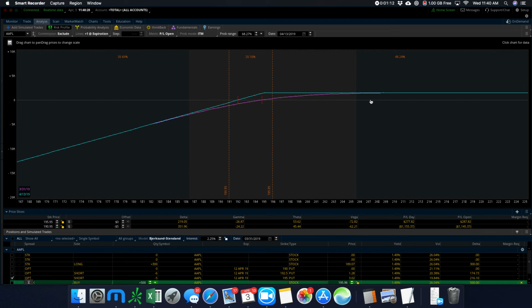Now, delta is the amount that an option will move for every dollar move of the underlying stock. And gamma tells you, if that $1 move takes place, what the effect on the delta will be at that new price, $1 up or $1 down.